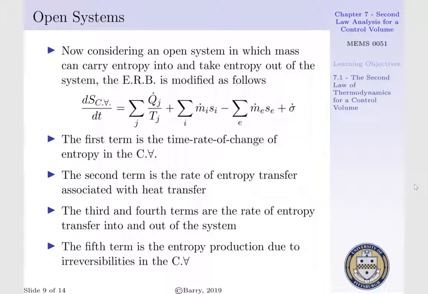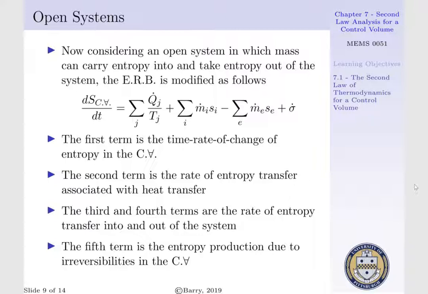the time rate of heats that are either supplied or removed from our control volume at a boundary temperature, plus the sum of our mass flows into our system carrying a specific entropy, minus the sum of our mass flows exiting our system carrying a specific entropy, plus any entropy generation rates we have.